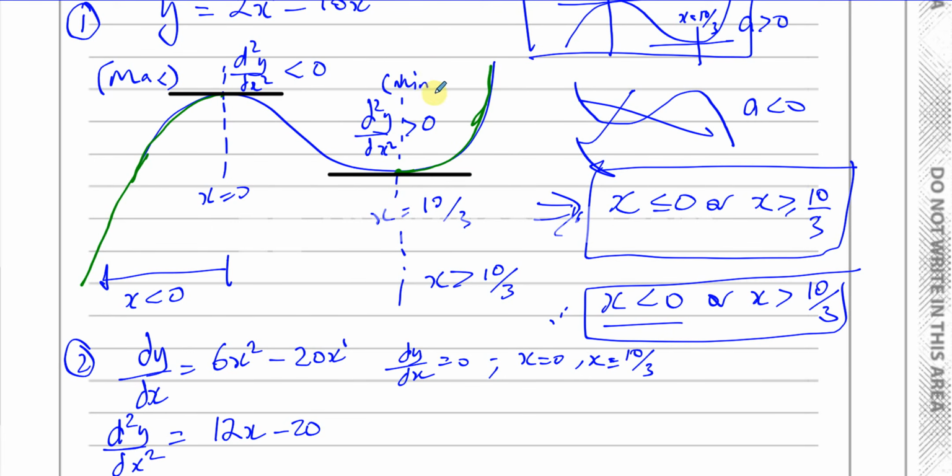So basically what we've understood here is that when we find the second differential for any particular point, and the second differential is negative, it means we've got a maximum. And when the second differential is positive, we get a minimum. So let's see if that works here.